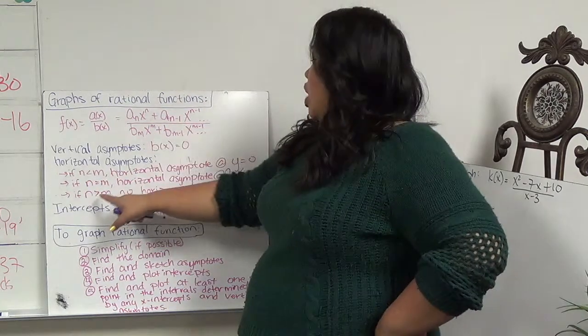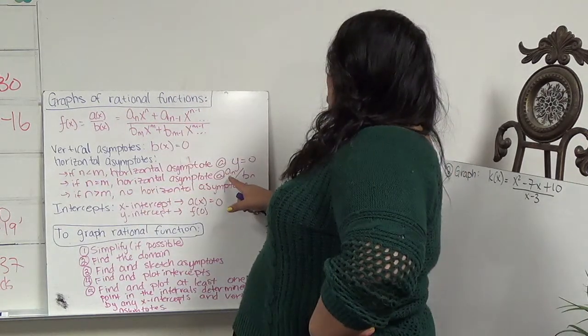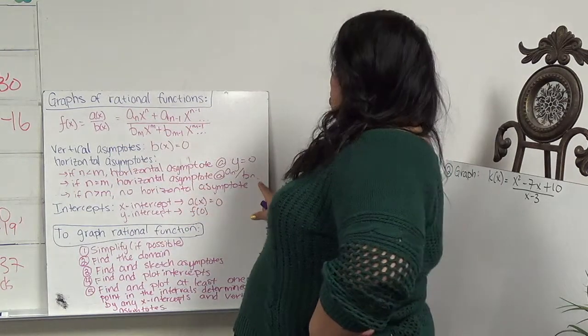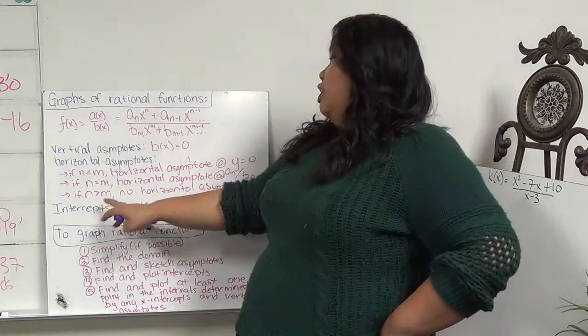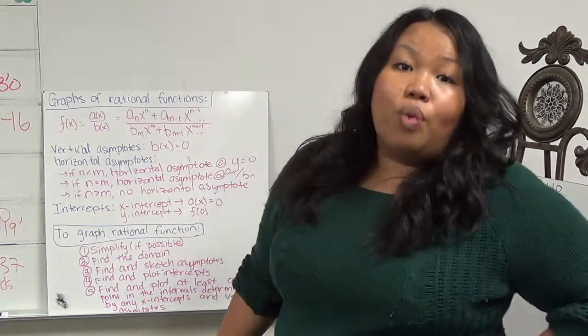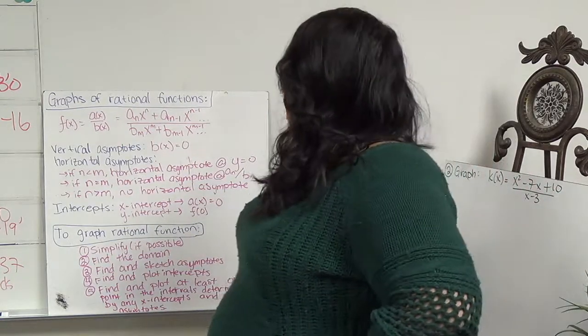If these equal each other, then you have a horizontal asymptote at the coefficient over each other, so a sub n over b sub n. If n is bigger than m, there is no horizontal asymptote. That means there is no area where the y is undefined.